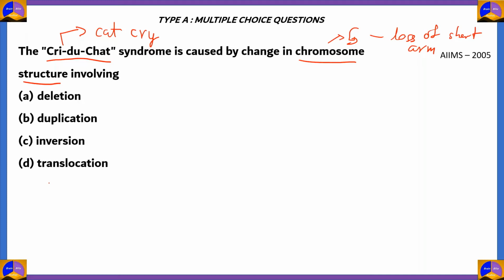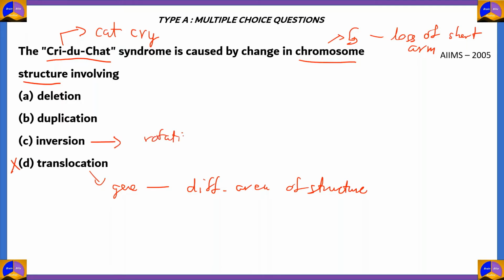Let's look at each of our options. Option D, translocation. So here the gene is present on different area of the structure. It is not lost, so option D is incorrect. Option C, inversion, is rotating the gene by 180 degrees and then placed at the right position. So there is no loss. Option C is also incorrect.